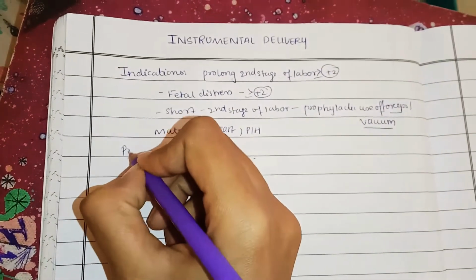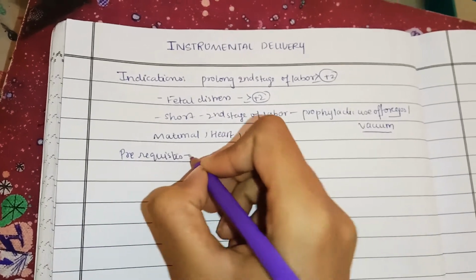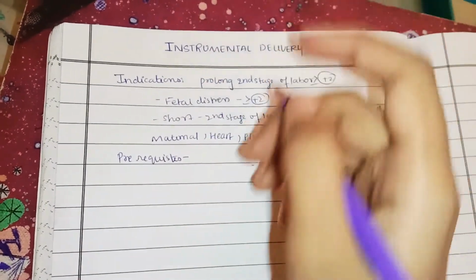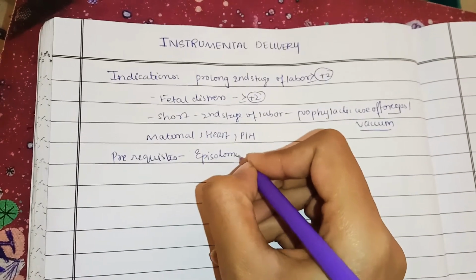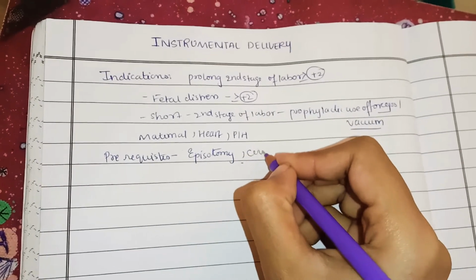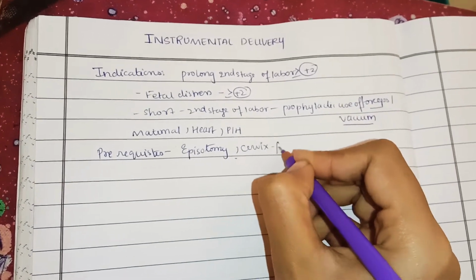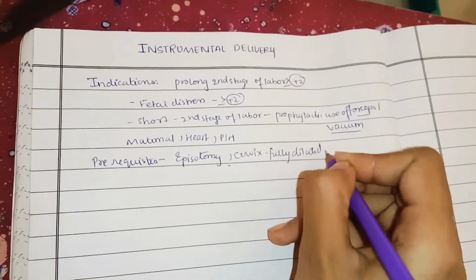Now coming to prerequisites. What are the prerequisites required for instrumental delivery? That is, take the consent and give episiotomy. You should ask the patient and do episiotomy, so that with the instrument also it would be very easy to bring the baby head down. And of course the cervix should be fully dilated. If the cervix is fully dilated, then only you can get the baby out, right?